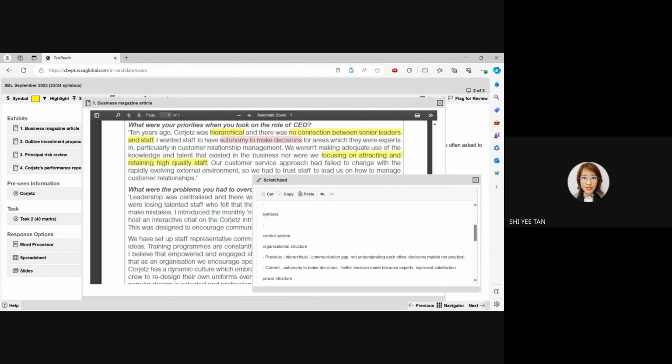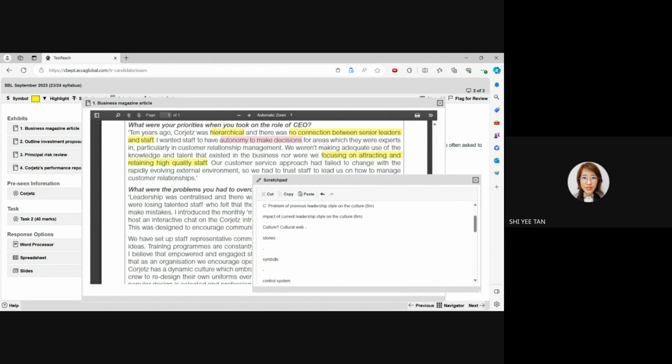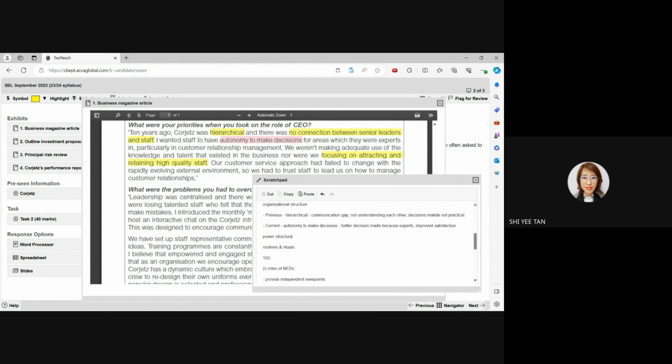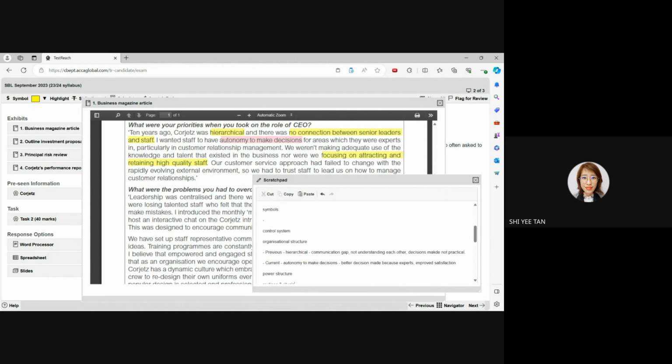Which one do you think it should be in? Although ACCA said they won't penalize you for the wrong header, now it's practice. Which one do you think it should be in? A control system is about appraisal. It's about reward system. Can also. Power structure also somehow or rather can. Routine and rituals somehow or rather also can. Okay.